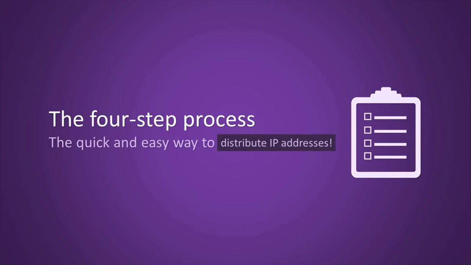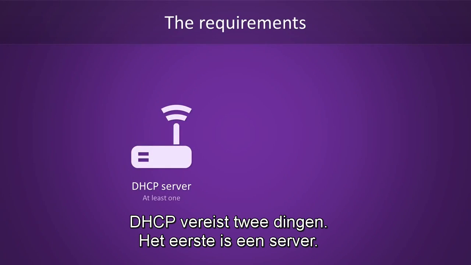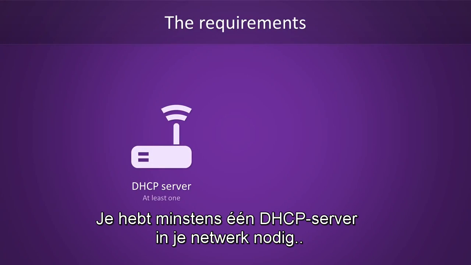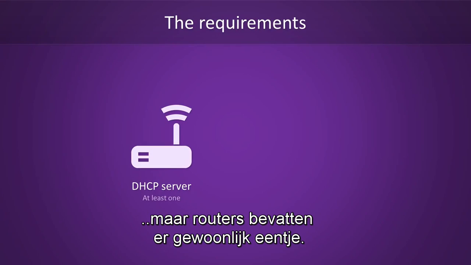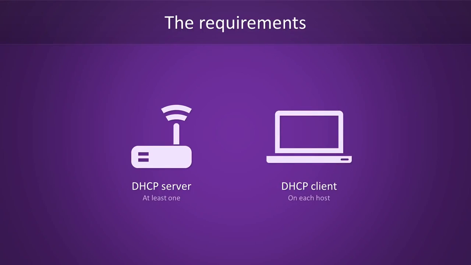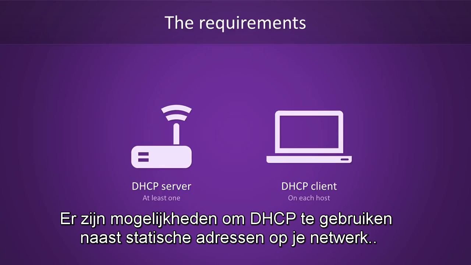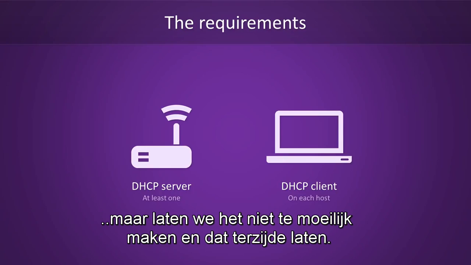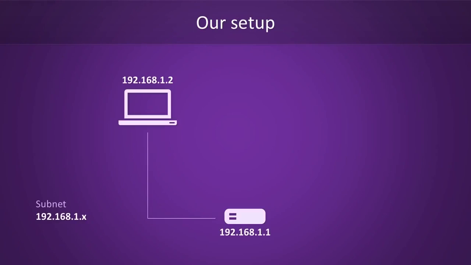Now that you get the gist of it, it's time to look at DHCP's 4-step process in a little more detail. DHCP has 2 requirements, one of which being a server. You'll need at least one DHCP server on your network, but routers usually have one built in. Secondly, every host on the network needs to run a DHCP client. There are ways to run DHCP alongside static IP addresses in your network, but let's not overcomplicate things right now and leave that aside.